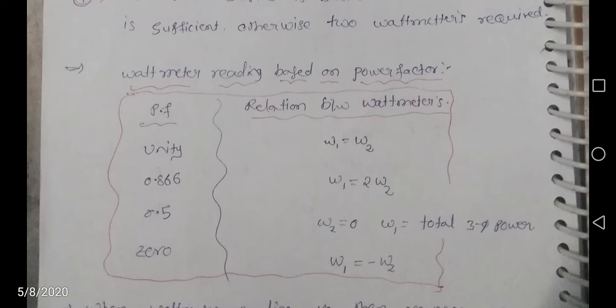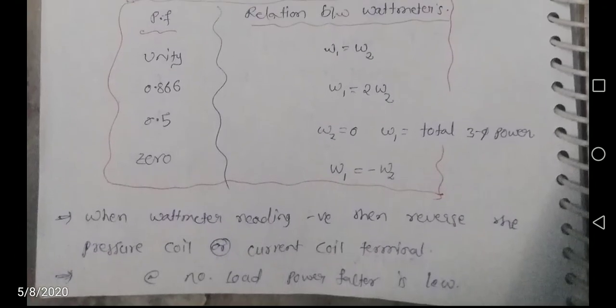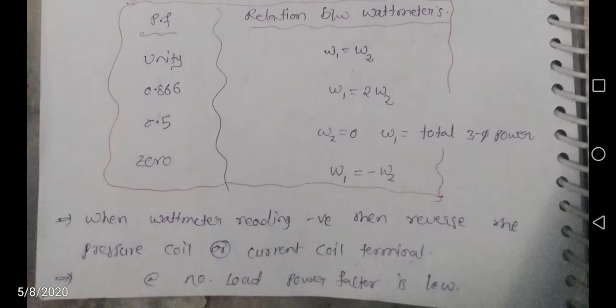If one wattmeter is showing positive value and another is showing negative value, then power factor is 0. When a wattmeter reads a negative value, reverse the pressure coil or current coil terminals.